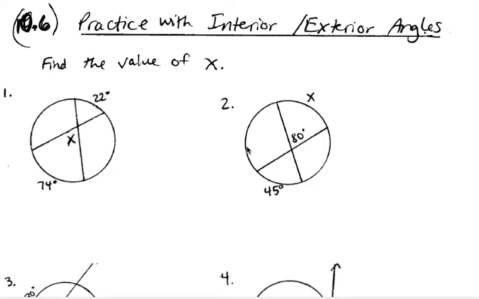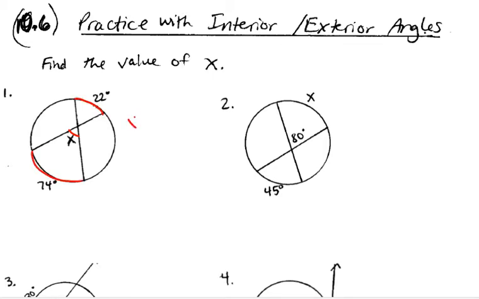Okay, here are some examples for practice with using interior and exterior angles in circles. This is in section 10.6 if you want to refer to additional examples in your textbook. First two examples are using our interior angle theorem, which tells us that the angle measure is equal to half of the sum of the two arcs. We did say that it's the average of the arcs.